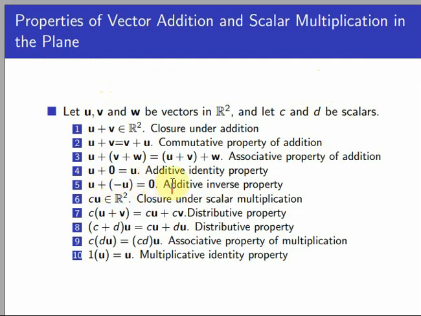u plus negative u, which gives us what? 0. So negative u is what? The additive inverse. Okay. Scalar multiplication is also closed. Yes, closure under scalar multiplication.